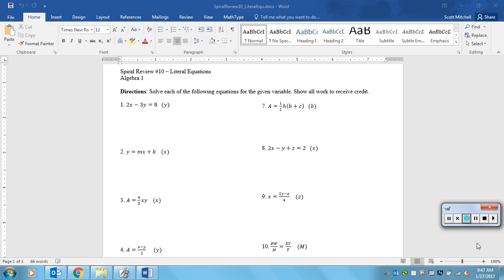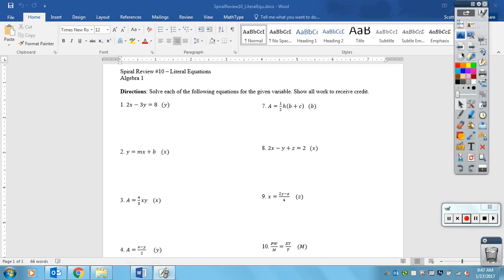This is the answer key to the Algebra 1 spiral number 10 on literal equations. Solving, rewriting literal equations for the variable that is indicated. So let's go through these.